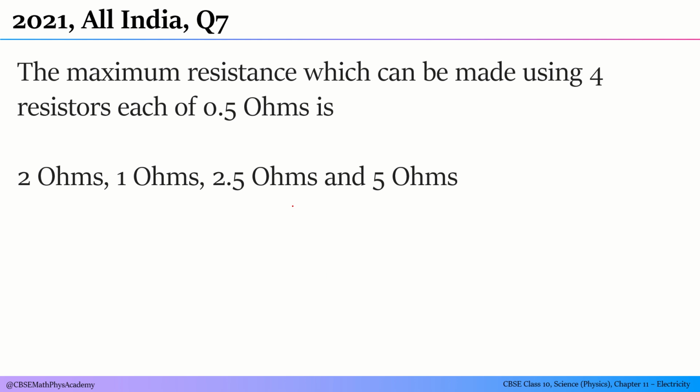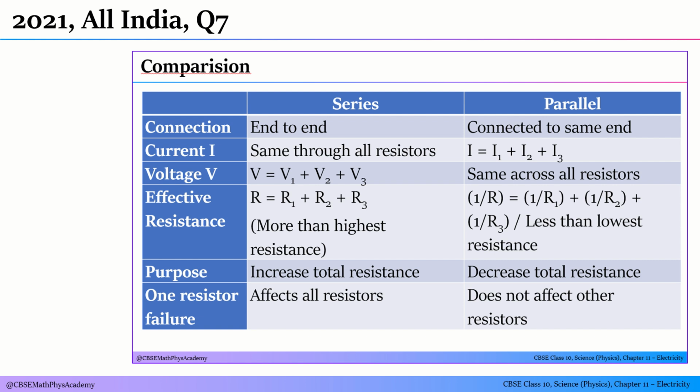Now the question goes as the maximum resistance. Find the maximum resistance which can be made by using 4 resistors of 0.5 ohms each. The 4 options are given: 2, 1, 2.5, 5. So you have 4 resistors, each 0.5 ohms. What arrangement will give you maximum resistance? This we have discussed in an earlier video on resistance, maybe part 7 or 8, where we discussed that a series arrangement gives the highest resistance possible. So it's the part 8 video.